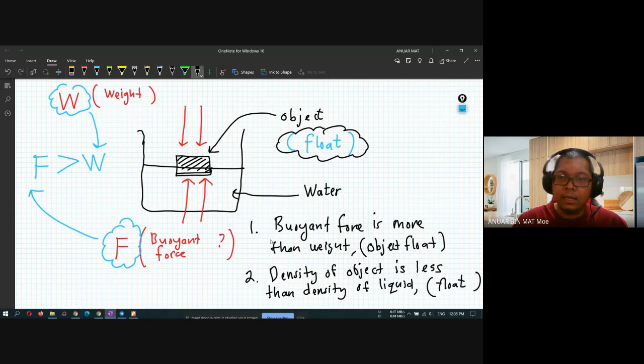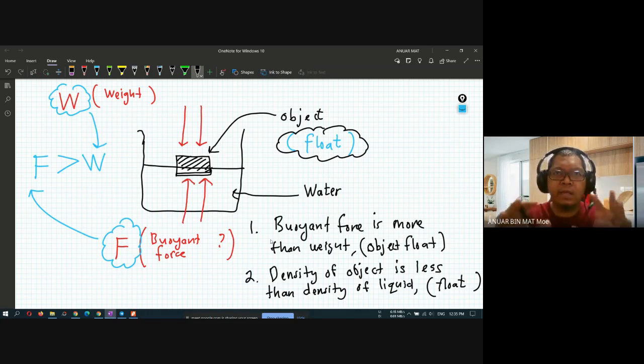Okay, right? Because when the density of the object is less, the buoyant force is more. That's why the object will float. That is the relationship between the buoyant force and the liquid. The density of the object is less than the liquid, and at the same time the buoyant force is more than the weight, so the object will float.